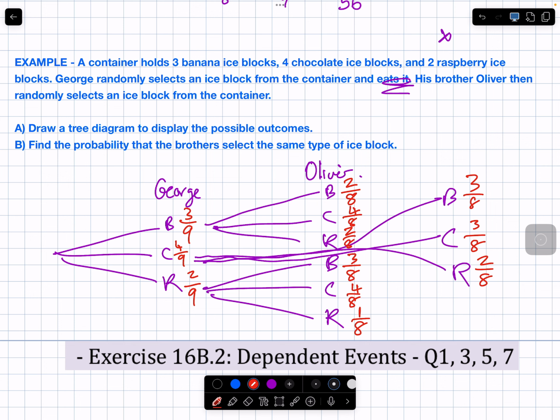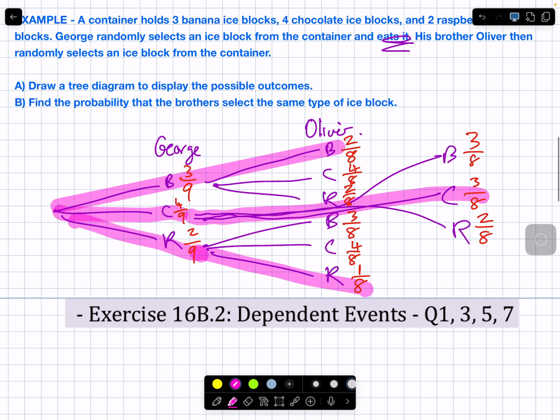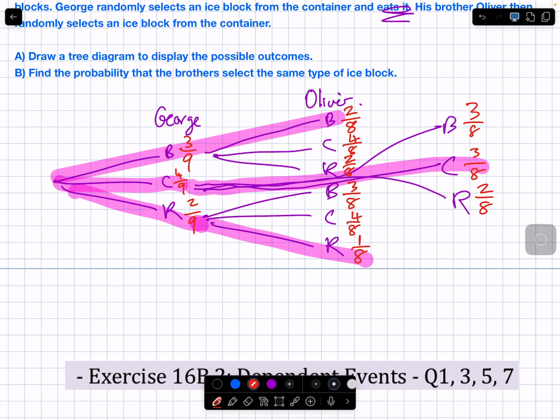Find the probability that the brothers select the same type of ice block. Are there multiple branches here that represent them getting the same ice block? How many? 3. George, banana. Ollie, banana. They got the same. Chocolate and raspberry. So now I need to move this one. I don't give enough space for that.